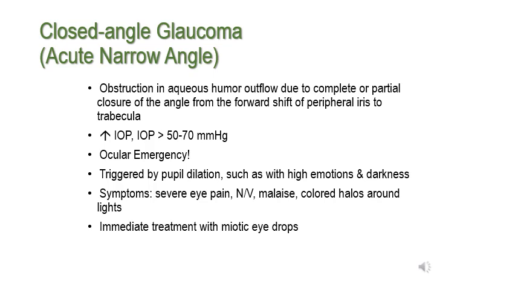So severe eye pain and nausea, vomiting are the two that you're really watching for. Anytime you have severe eye pain and nausea, that is not normal, no matter what the condition is. So we're very concerned about that. Colored halos around lights, and the patient does need immediate treatment with miotic eye drops. The miotics, remember, are the constrictors, and those are going to open the trabecular network and allow outflow of the aqueous humor.